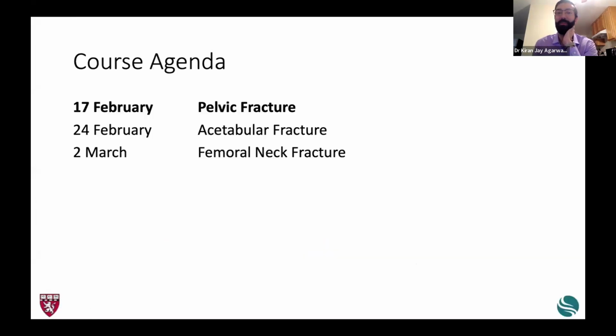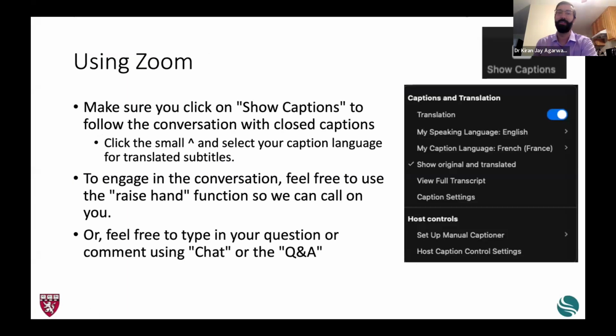We're all very familiar with Zoom because of the pandemic, but just as a reminder, we have the ability today for everybody to have closed captions with live translation, so translated subtitles. At the bottom of your screen, you'll see a little button that says Show Captions. If you click on that, it should pull up the caption window, and you should be able to show your translated subtitles. To engage in the conversation, please feel free to use the raise hand function so we can call on you and you can unmute and share your comment or your question. We also have the chat feature there in the Q&A, and many of us will be moderating that to get you guys involved in the conversation.